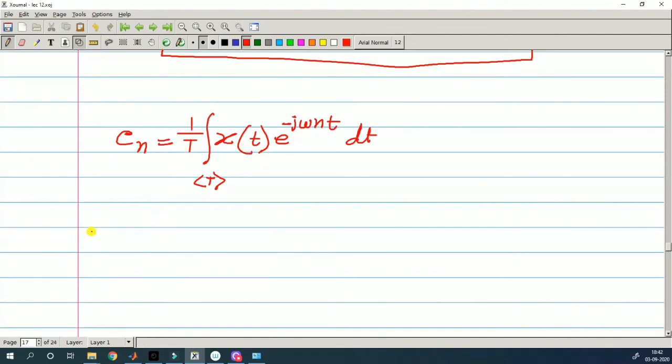Now suppose x is a real valued signal. That means x takes only real value, which is true for any practical real life signals. We have never seen a complex signal in real life. Voltage signal, current signal, speed, position, anything can take only real value.